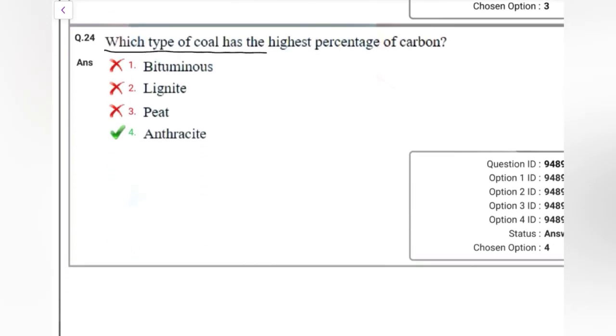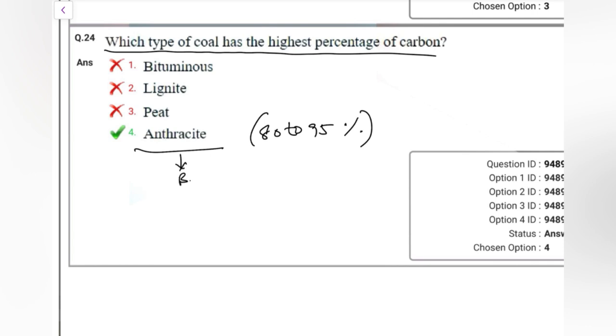Which type of coal has the highest percentage of carbon? Anthracite has the highest percentage of carbon, up to 80 to 95% of carbon. Anthracite is the best quality of coal.